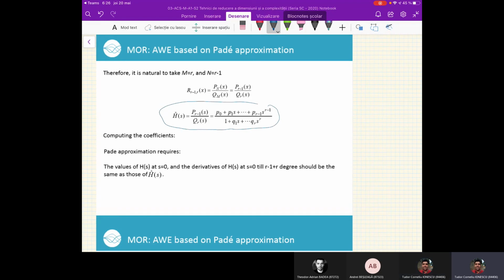What are the requirements to be able to apply a Padé approximation? You have to have the same values at s equal to 0 and the same derivative of h(s) at s equal to 0. So this is moment matching at 0. It's actually proven. So essentially, Padé is identical to moment matching, so it's here. You don't need to prove anything. At 0, this is moment matching in 0.